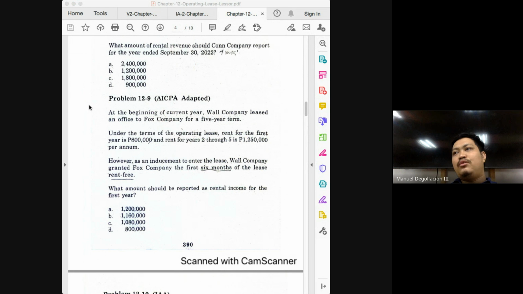And that amount will be spread out equally over the entire term of the lease, even during the periods in which you receive no rent. So even in the first 6 months, even if you do not receive any rental payment, you will still be reporting rental revenue or rental income. So what should you do? Divide 5,400,000 by 5 years. And that would be 1,080,000. And is there any trick here? Are we operating on a partial year? Okay, so our answer would simply be 1,080,000.